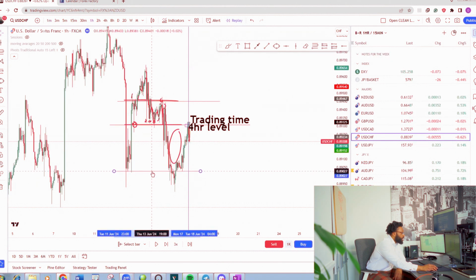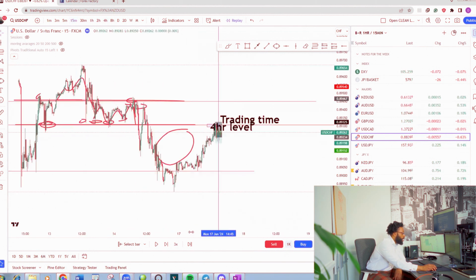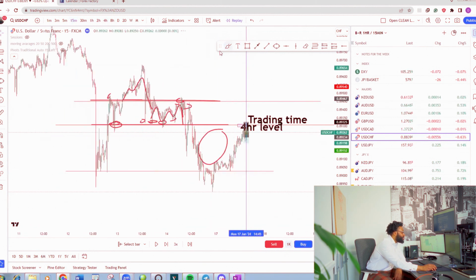Let me go to the 4 hour real quick just to double verify. Sorry, the 15 minute. It's a little bit easier for me to see. I'm going to aim for this region down here. Why? Because this is where I'm seeing buyers and sellers coming back and reacting.